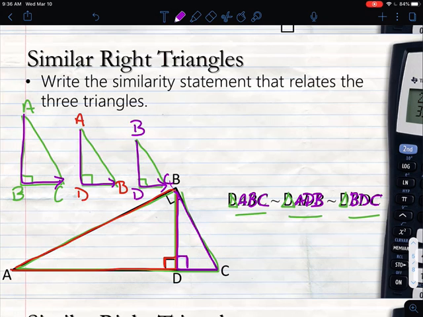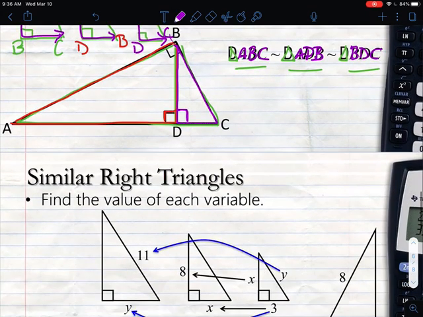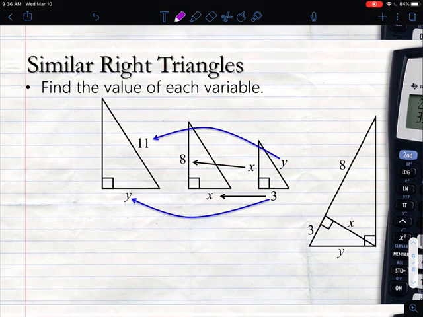Okay, so that's one type of question where we're going to have to write a similarity statement. So triangle ABC, similar to triangle ADB, similar to triangle BDC. And that's just a matter of matching up corresponding parts. This is also going to be important for when we try to solve for missing pieces of the triangle.